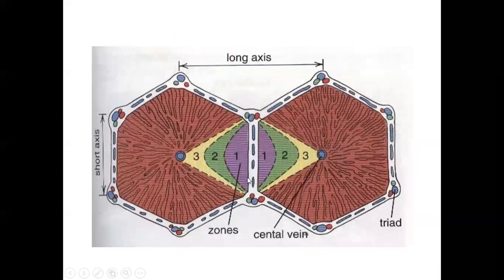So you can see here, this is the first classic lobule, and this is the second classic lobule. You try to join this one. There are two portal triads here. Try to connect them. So this is the short axis for these two classic lobules.